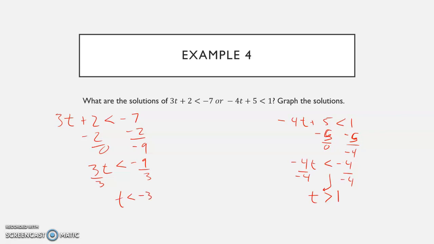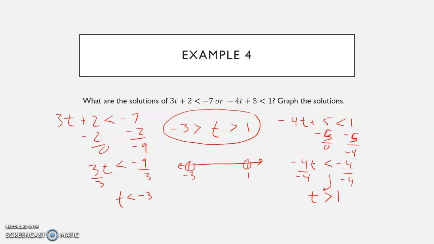So when I write my inequality, I'm going to start with t in the middle here, being all numbers, any number that's less than negative 3, and t is greater than positive 1. So when that's my inequality, my solutions look like this. I'm going to have negative 3 down here with an open circle. I'm going to have positive 1 over here with an open circle, and then t is going to be everything greater than 1.